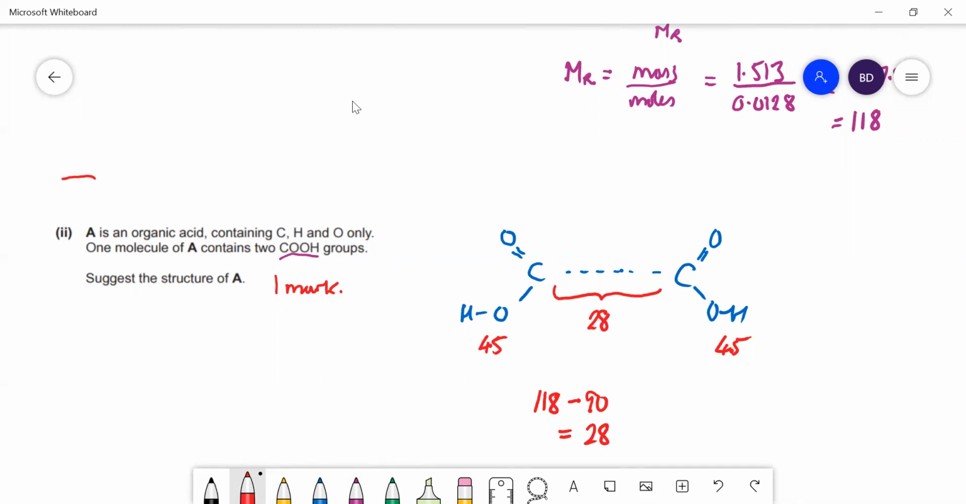Now what could that be? It's only got carbons and hydrogens. So I think it's pretty obvious that that is 2 CH2 groups. So that's 14 for that one, 14 for that. Okay, so that's what it is. Butane dioic acid. That is the most likely structure of A.